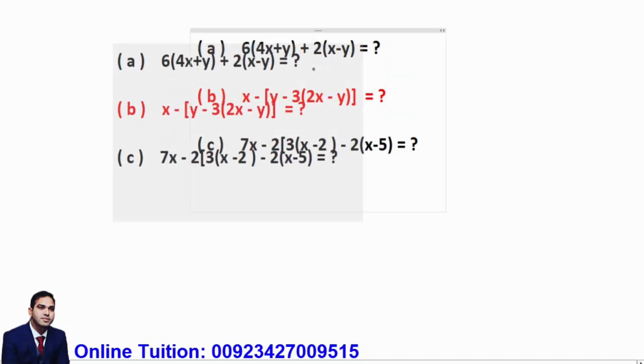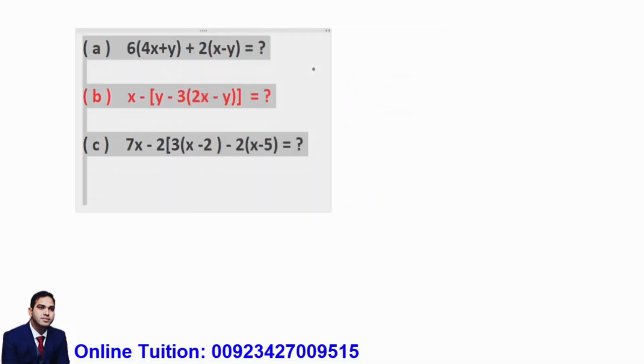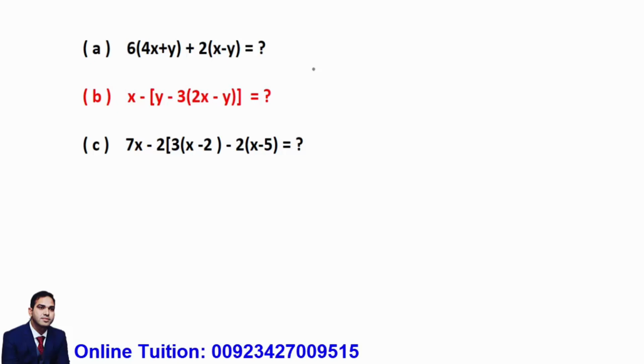Question number 1 is equal to 6 into (4x plus y) plus 2 into (x negative y) is equal to question mark. So this question we will perform first. First of all, 6 into (4x plus y) plus 2 into (x negative y). So equal to sign, 6 will be multiplied with this number.